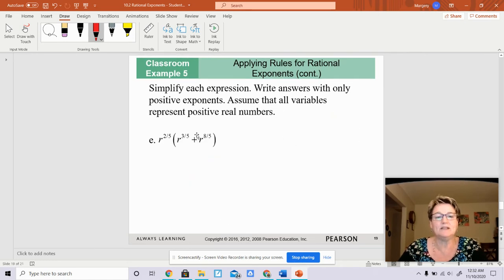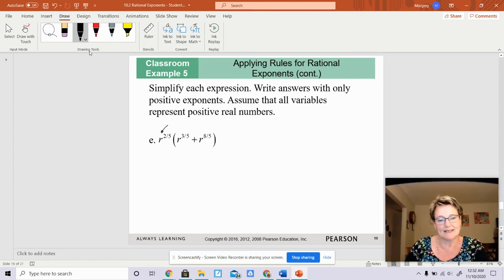This time we're going to multiply. We're going to distribute the r^2 to the 5th times the quantity of r^3 to the 5th plus r to the 8/5. So when you multiply powers, you add the exponents.